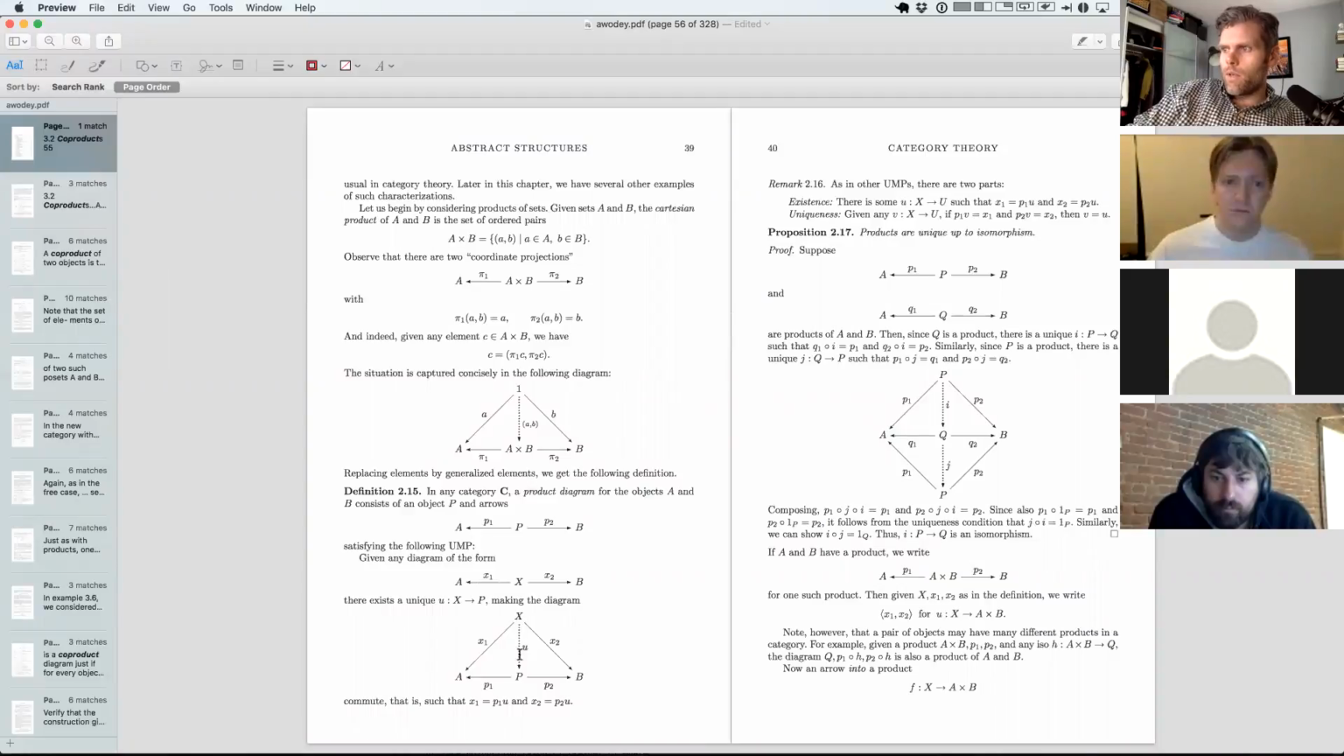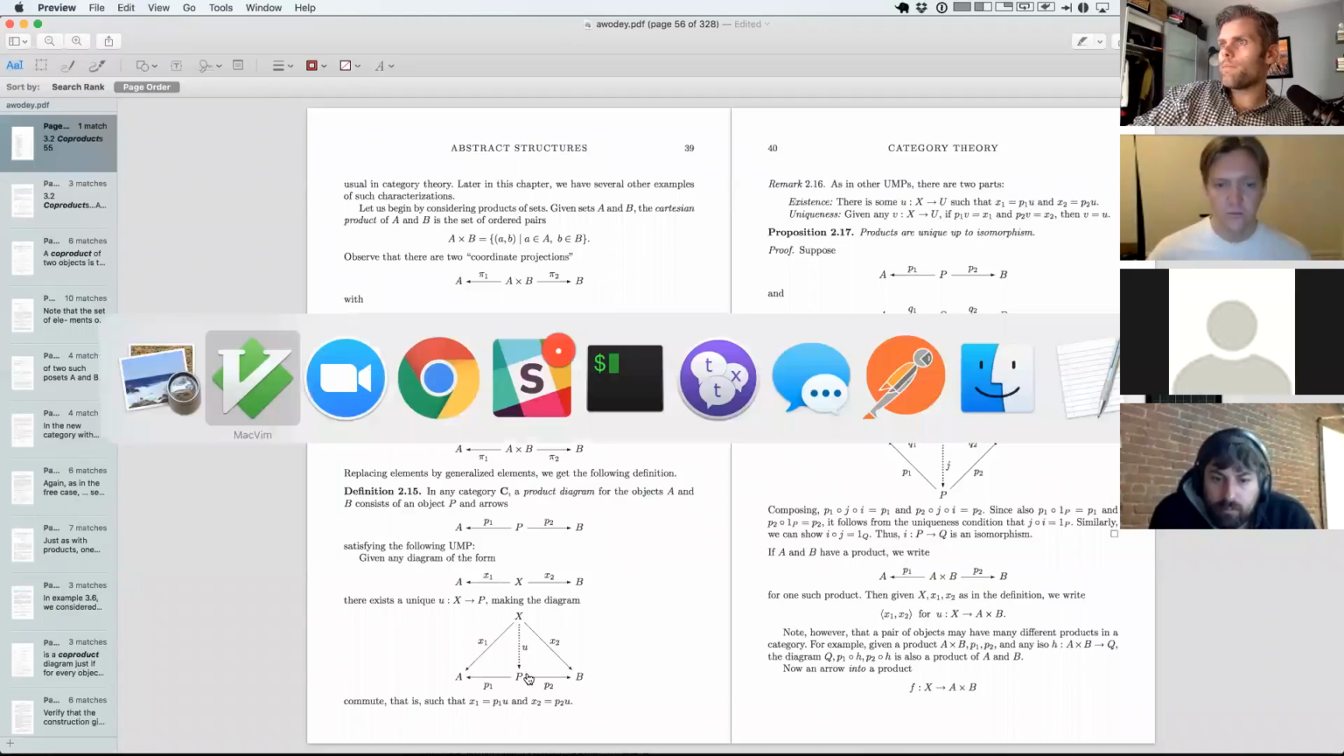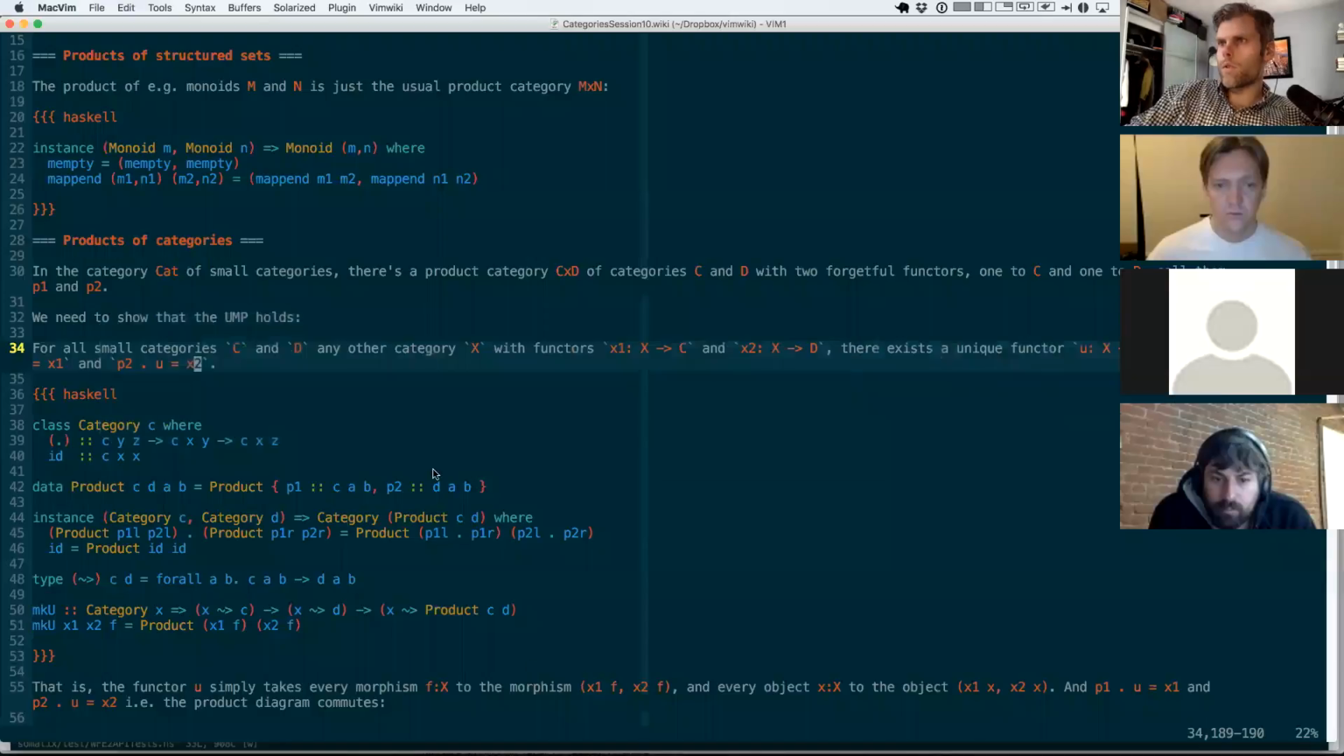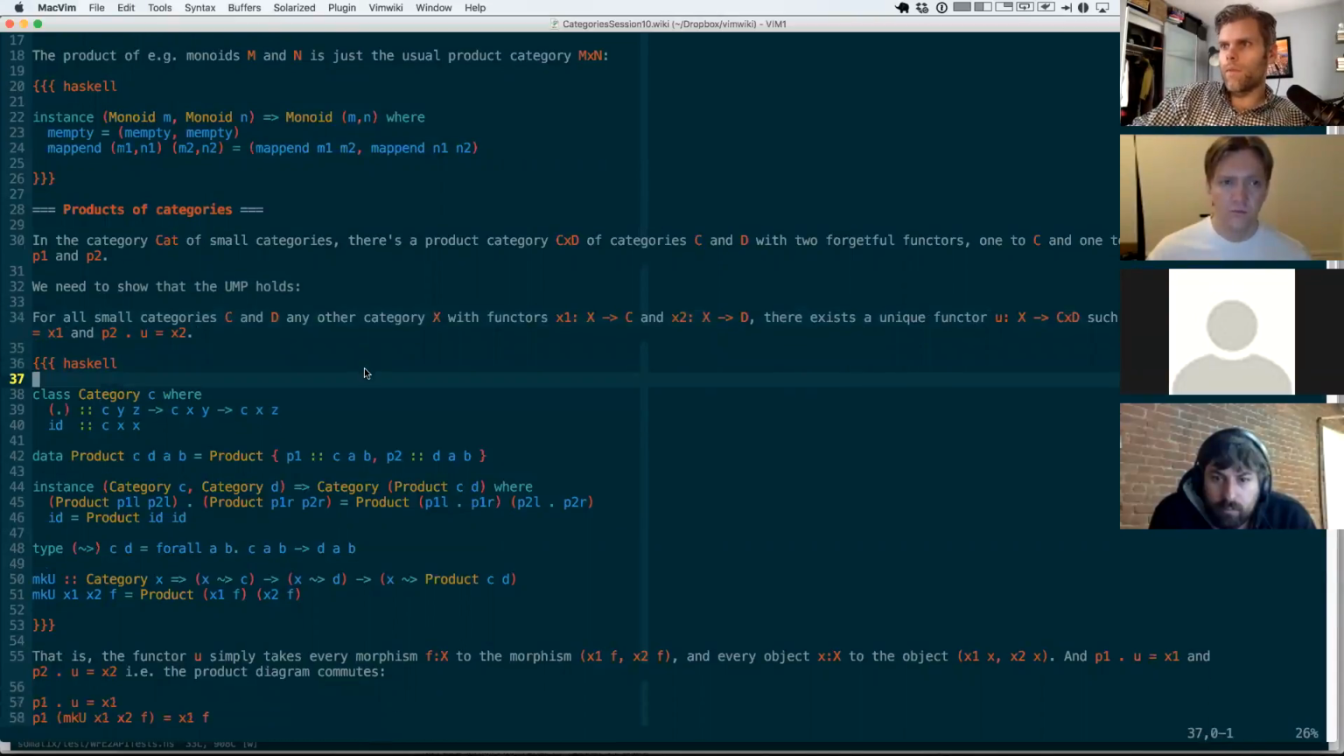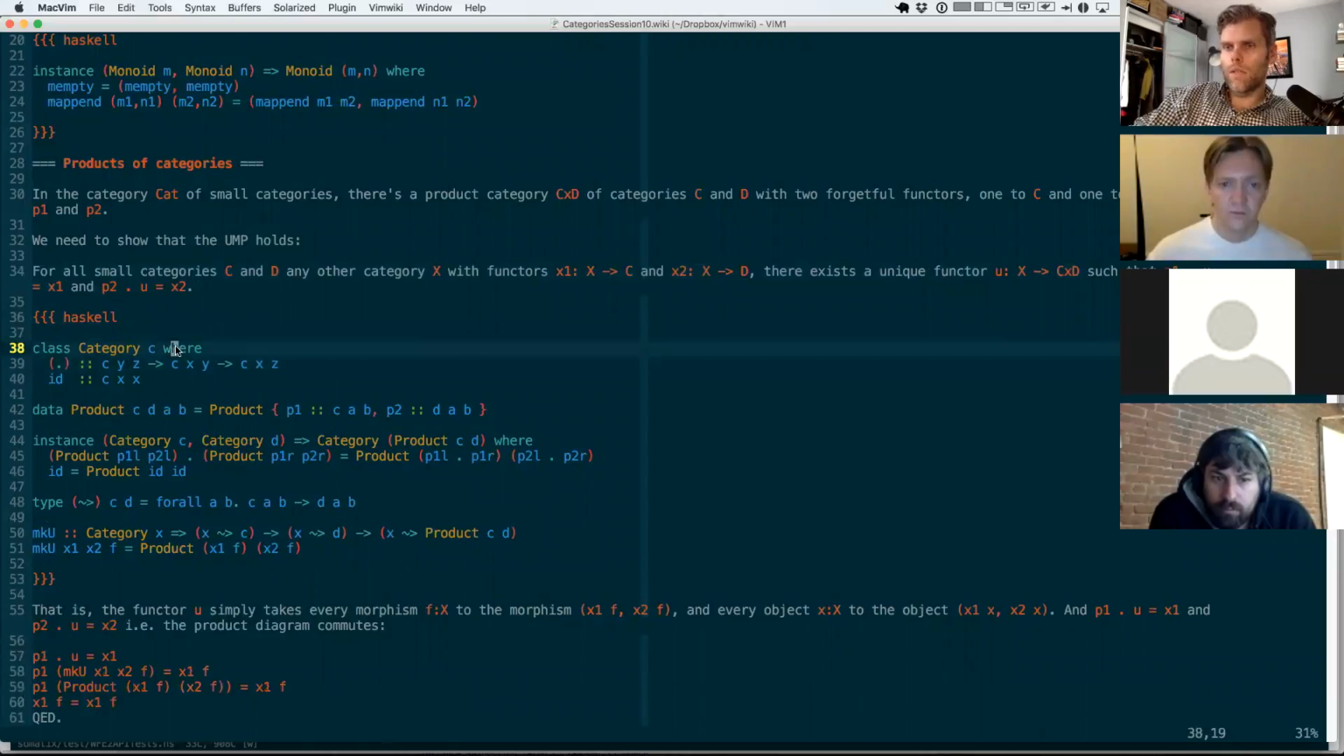So there's some unique functor U from any X, which has these two functors X1 and X2, into the product category P, or A × B. So we have to show that this holds. The approach I took to show that is just to show that this holds for categories in Haskell.